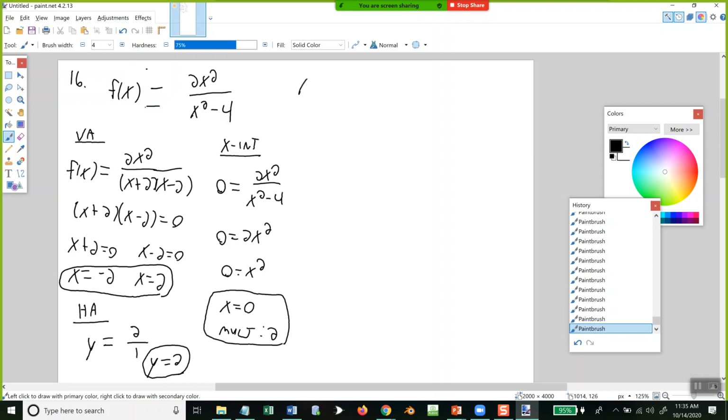Now, y-intercept. You always plug 0 into the other variable, so I'll plug 0 for x. So I get y is equal to 2 times 0 squared over 0 squared minus 4. 0 squared is 0 times 2 is 0. 0 divided by anything is 0. So this would give us our y-intercept.